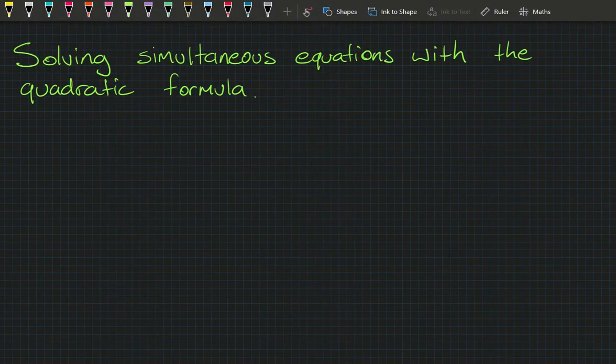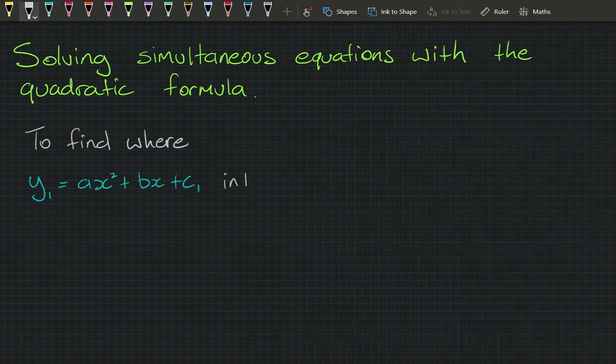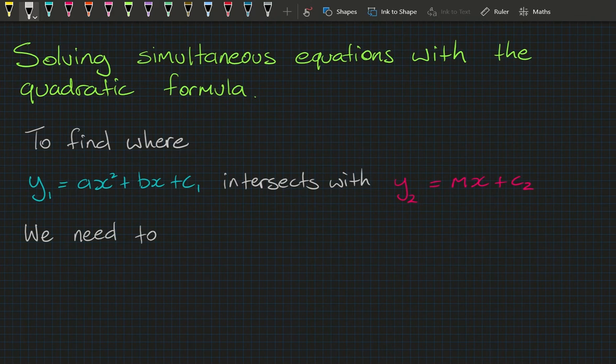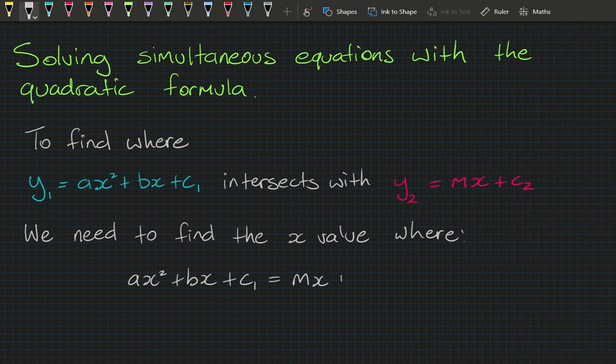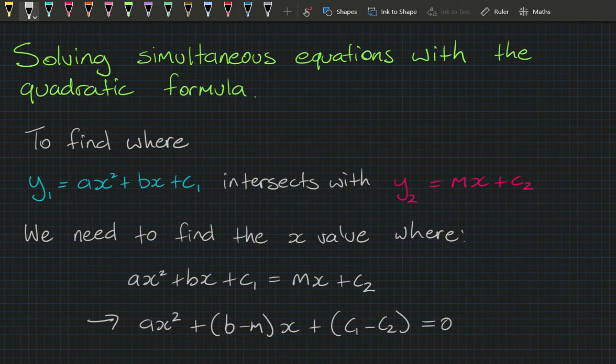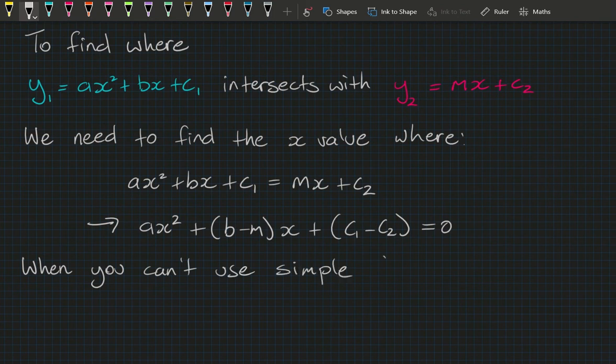So as we've already seen a few times, to find where y equals ax squared plus bx plus c1 intersects with y equals mx plus c2, we need to find the x value where ax squared plus bx plus c1 is equal to mx plus c2. And of course we can transform that into ax squared plus (b minus m) times x plus (c1 minus c2) equals 0. And so far we've solved a lot of these using simple factoring. But when you can't use simple factoring, you're going to have to use the quadratic formula.